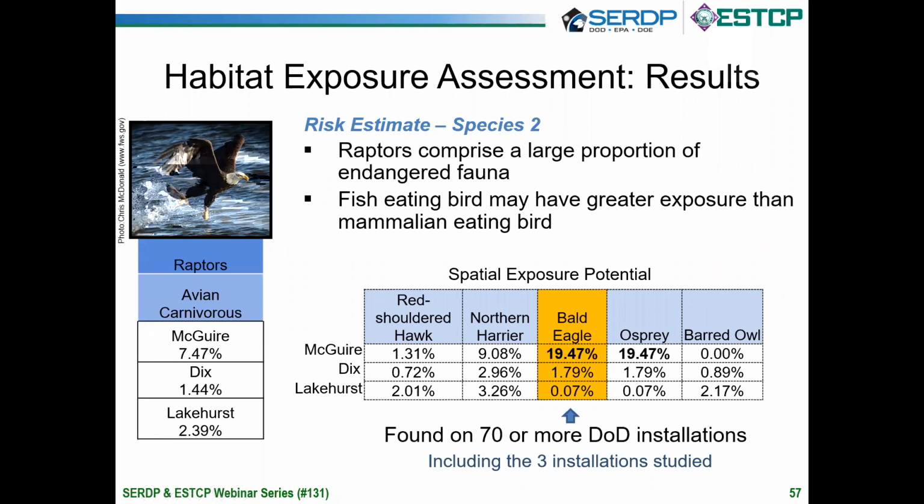So we chose the bald eagle because it is found on many DoD installations and also found on all 3 installations that we studied. Additionally, I recognize that it is no longer on the endangered species list. However, it is still a protected bird. And so for these reasons, we have carried this species through to the probabilistic risk estimate.